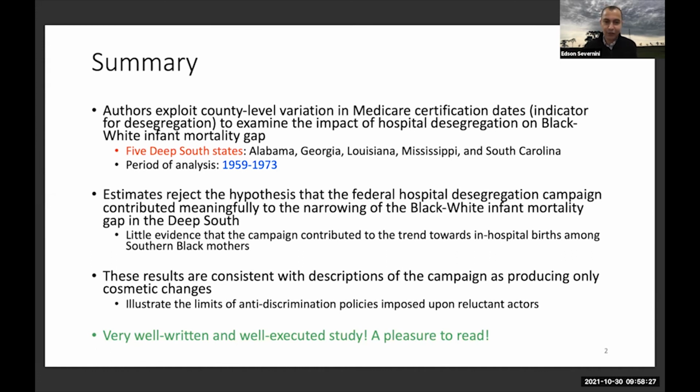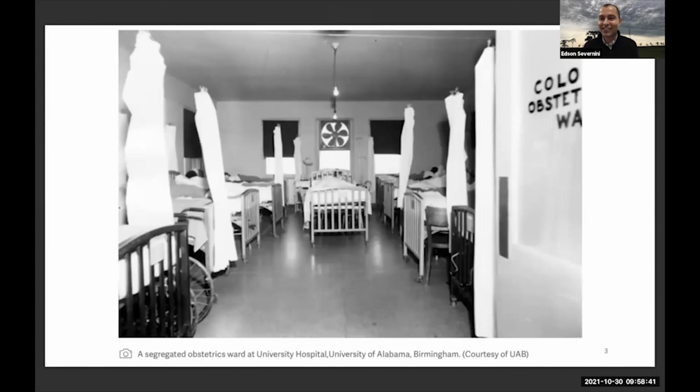As I said, it's a very well-written paper, a well-executed study, a pleasure to read. I have a few comments, just to help provide some direction on where the paper should go, in my opinion. But before that, here is another picture, just to make sure that you understand: these are segregated wards in the hospital. This is University Hospital at the University of Alabama in Birmingham. So it was prevalent at this time, as Mark said, potentially understudied.